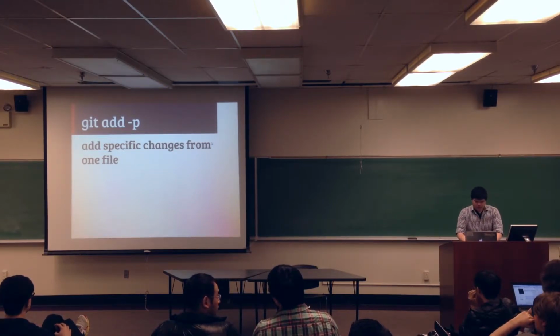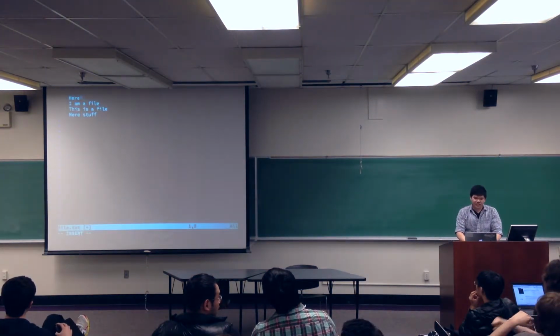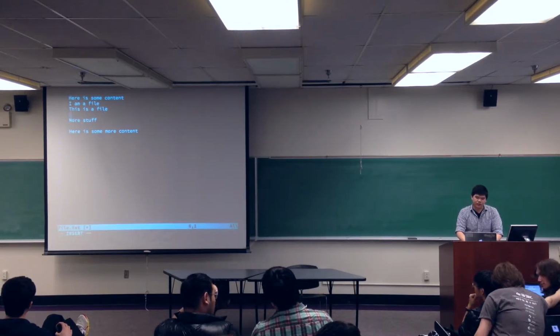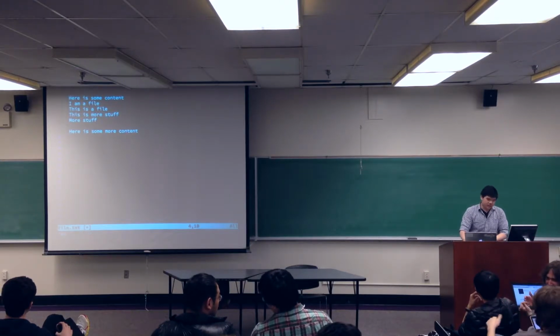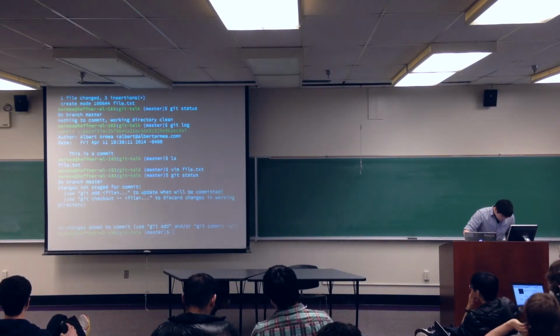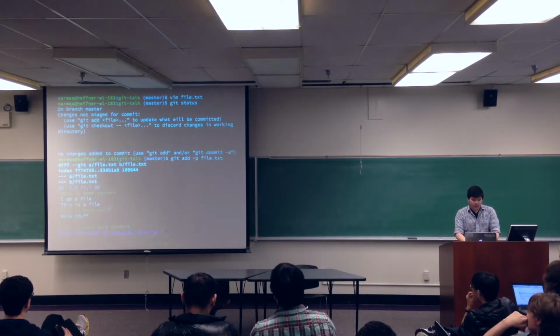So I'm going to edit this file. Switch monitors. Right, thank you. Here is some content. Here is some more content, and I'm going to add some stuff in the middle. So we have that. Now we only want to add certain parts of that file. So we do git add -p file.txt.